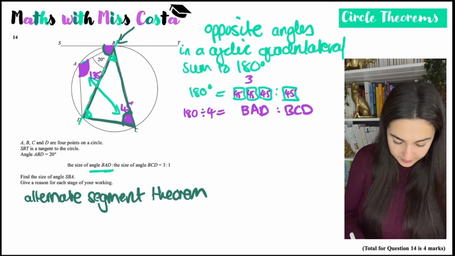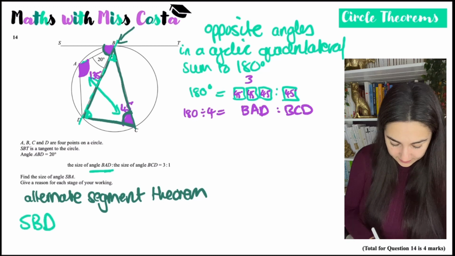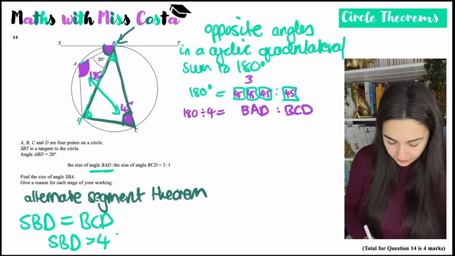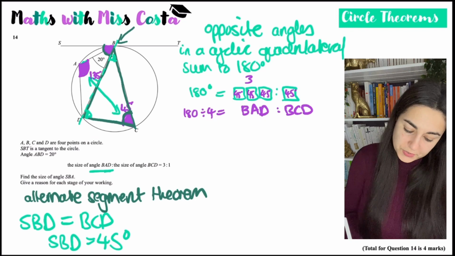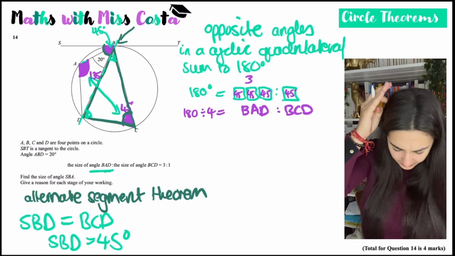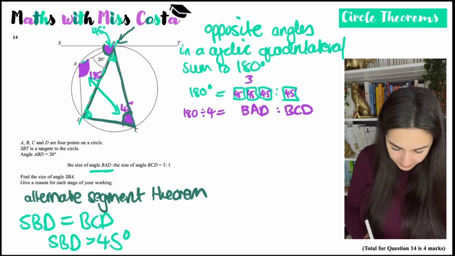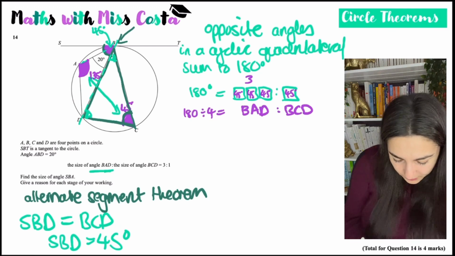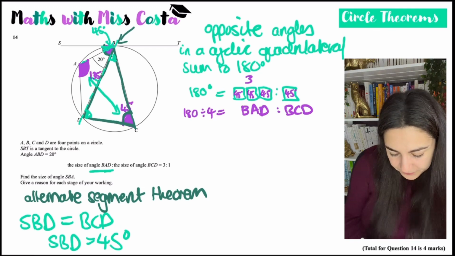So SBD equals BCD. So therefore SBD is 45 degrees. So we know that the total angle here is 45 degrees. And we just want to work out, what did we want to work out? SBA. So we just want to work out this little bit here.